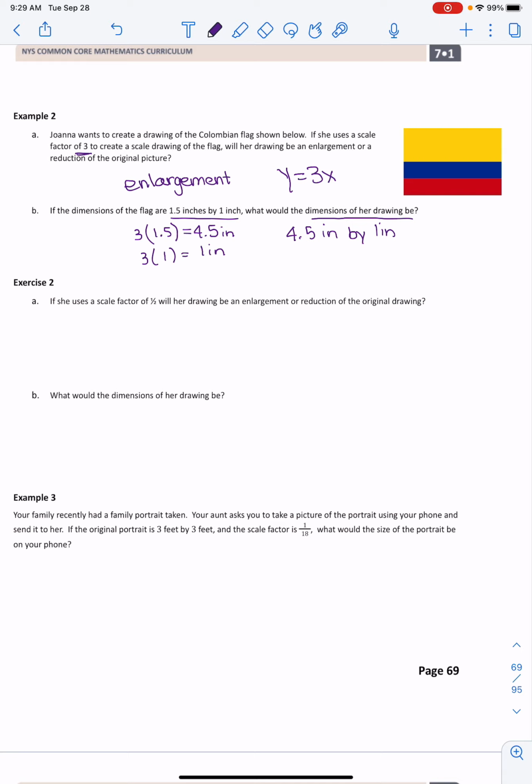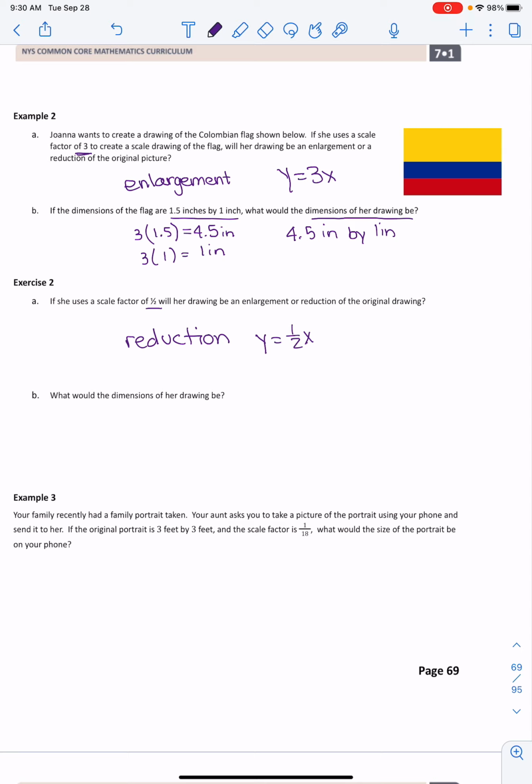So now it says, if she uses a scale factor of 1/2, will her drawing be an enlargement or reduction of the original drawing? Because it's less than 1, then it would be a reduction. And again, my equation now would be y equals 1/2 x. So here it says, what would the dimensions of her drawing be?